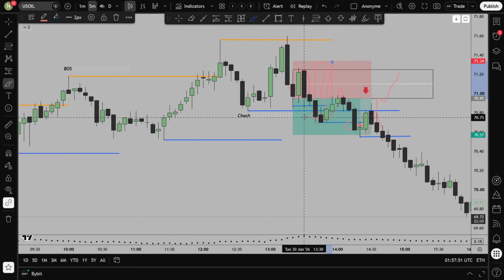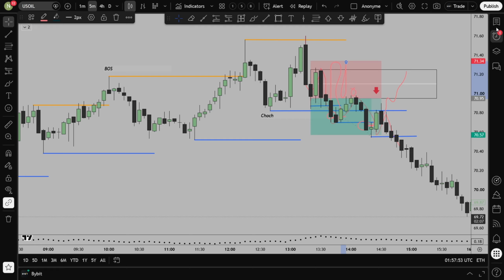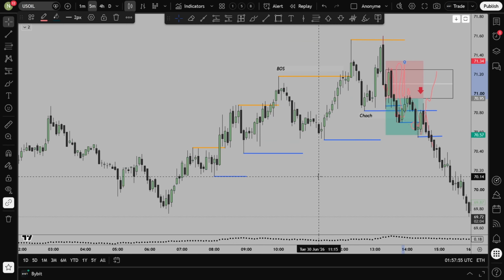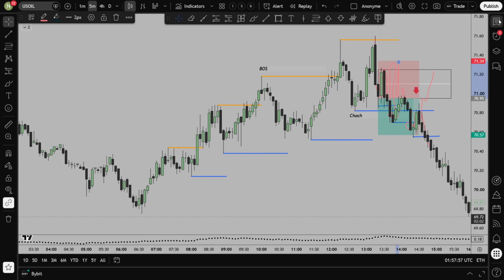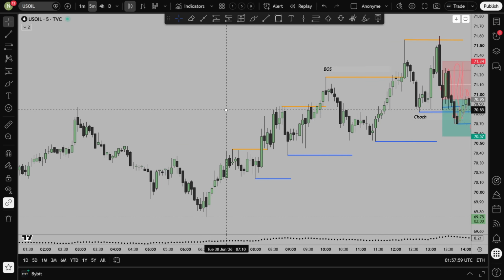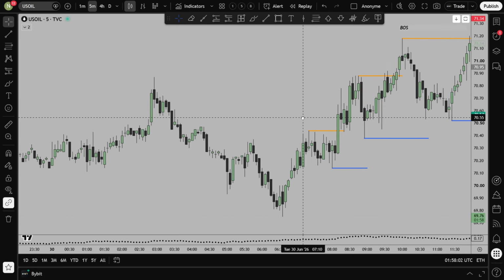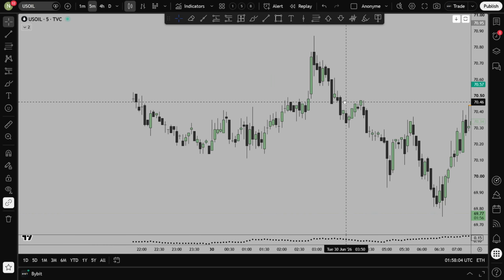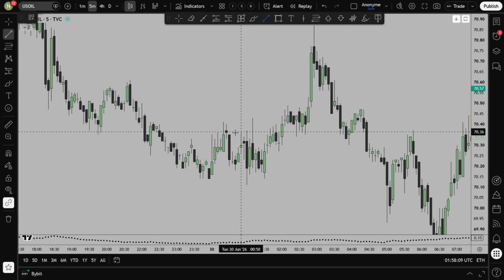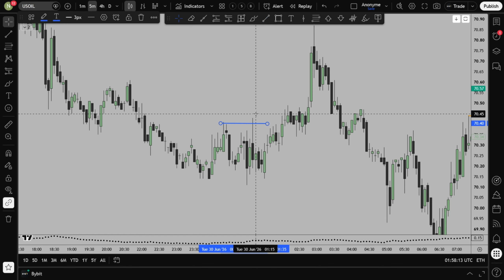So this is it. Let's go and check. Let's see some price which is not as simple. So let's just here, break of structure, for example.